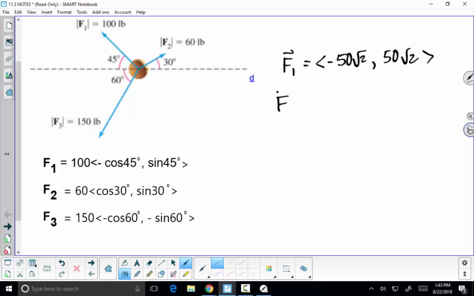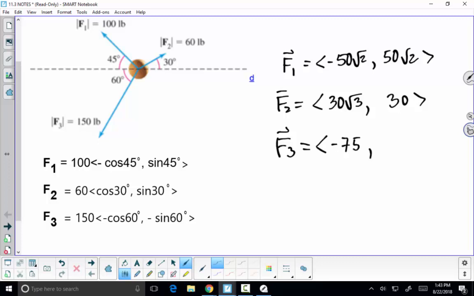And then F2, same idea. We're going to distribute the 60. Cosine of 30 is root 3 over 2. So we get 30 root 3. And then sine of 30 is a half. So we get that. F3. Cosine of 60 is 1/2. So we have negative 1/2 times 150, so negative 75. And then sine of 60 is root 3 over 2. So 75 root 3, negative.